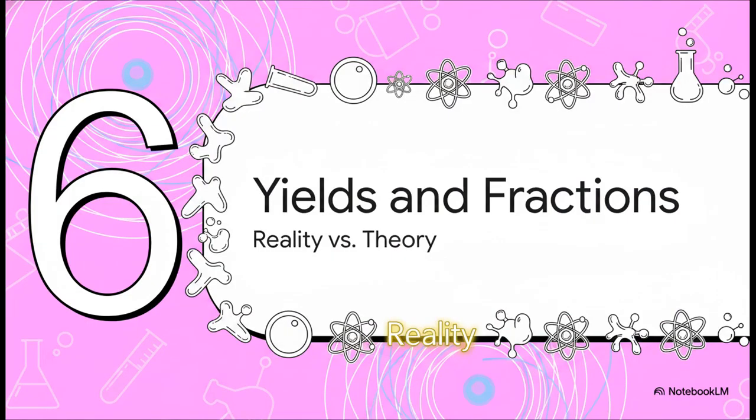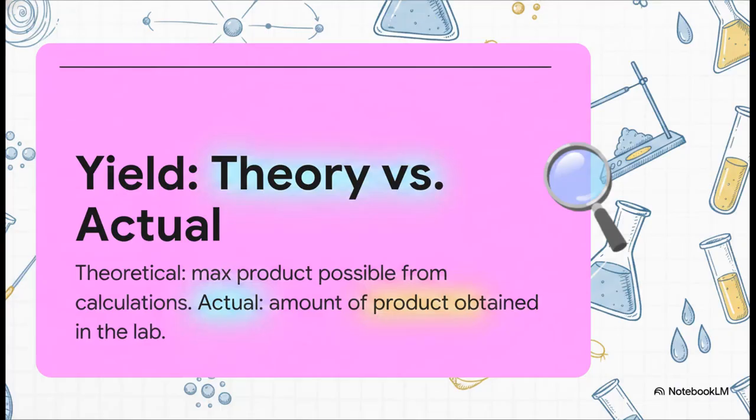For our last topic, we're going to look at what happens when the perfect world of our on-paper calculations meets the messy reality of the lab. This is all about theory versus practice. These terms are pretty intuitive. Theoretical yield is your perfect world number. It's what the math says you should get if everything goes 100% perfectly. Actual yield is, well, what you actually end up with, the amount you measure on the scale at the end of your experiment. Spoiler alert, they're almost never the same.